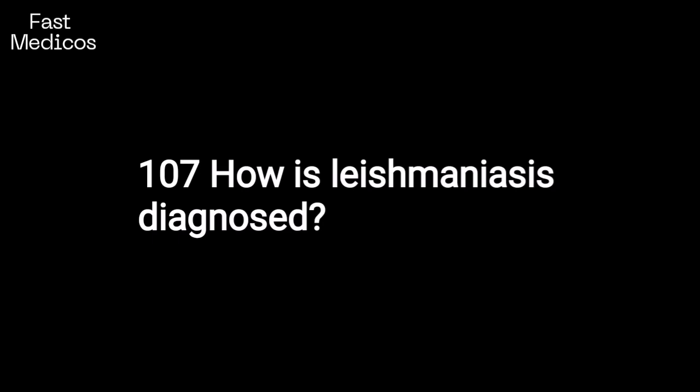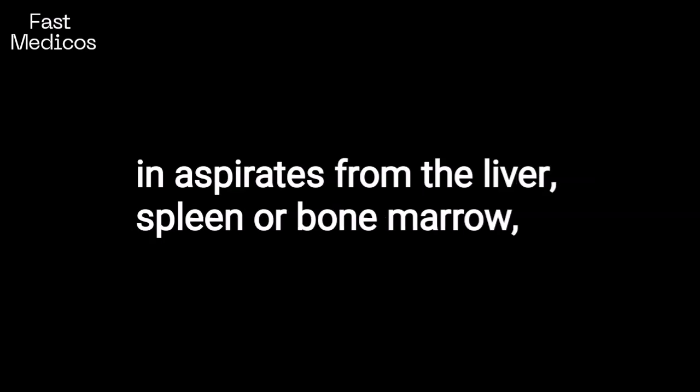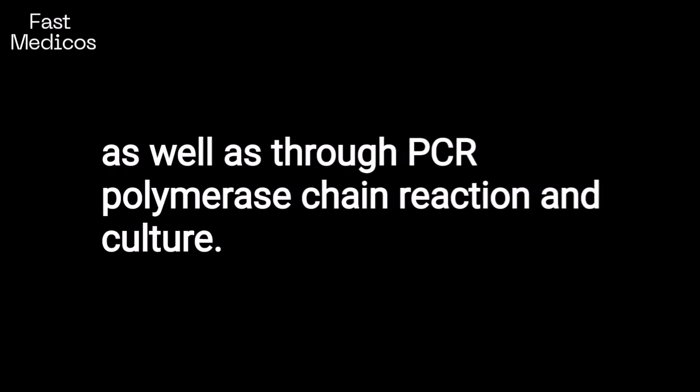107. How is leishmaniasis diagnosed? Leishmaniasis is diagnosed by direct visualization of the parasite in aspirates, fluid samples, from the liver, spleen, or bone marrow, as well as through PCR, polymerase chain reaction, and culture.